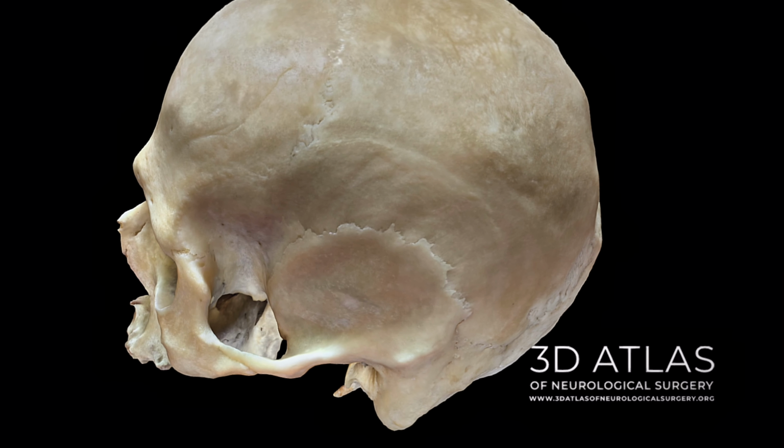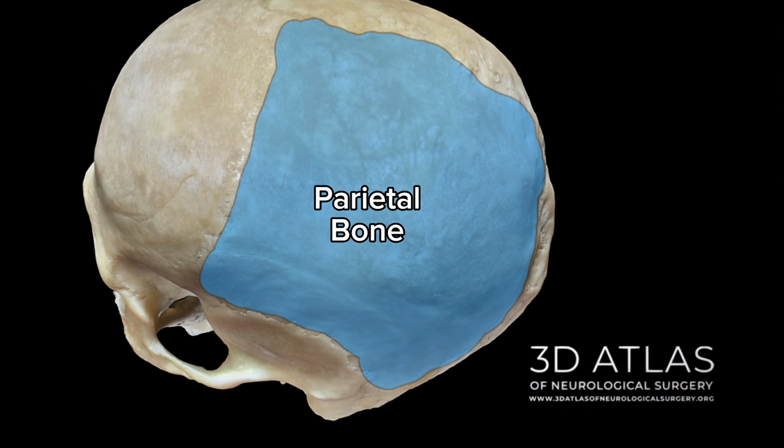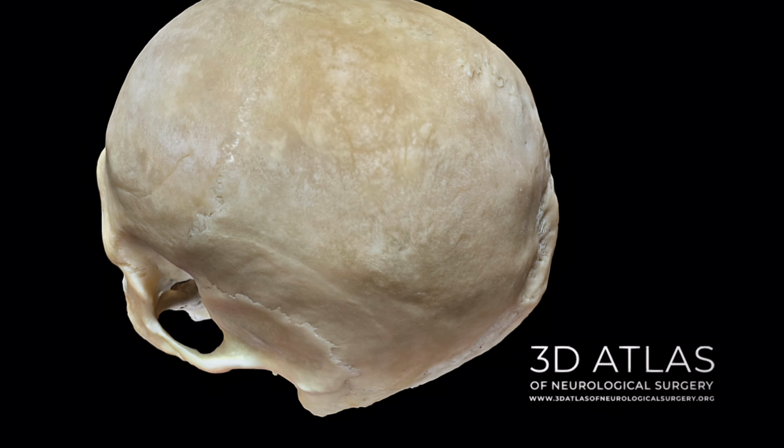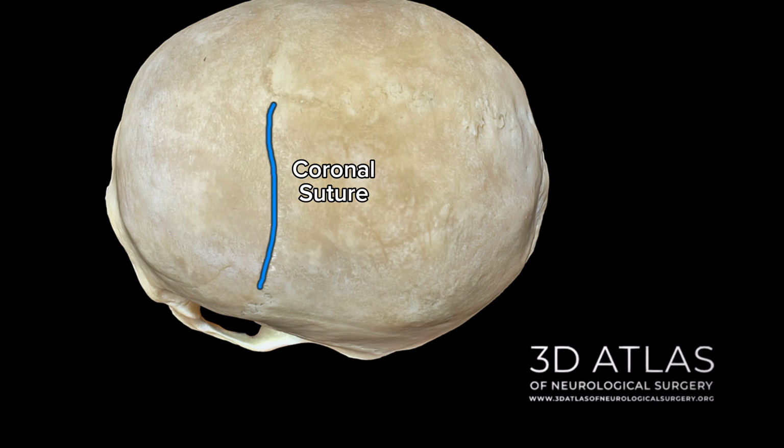The upper region of the lateral aspect is formed predominantly by the parietal bone, whose broad convex surface arcs smoothly across the side of the cranial vault. Its anterior border meets the frontal bone at the coronal suture.